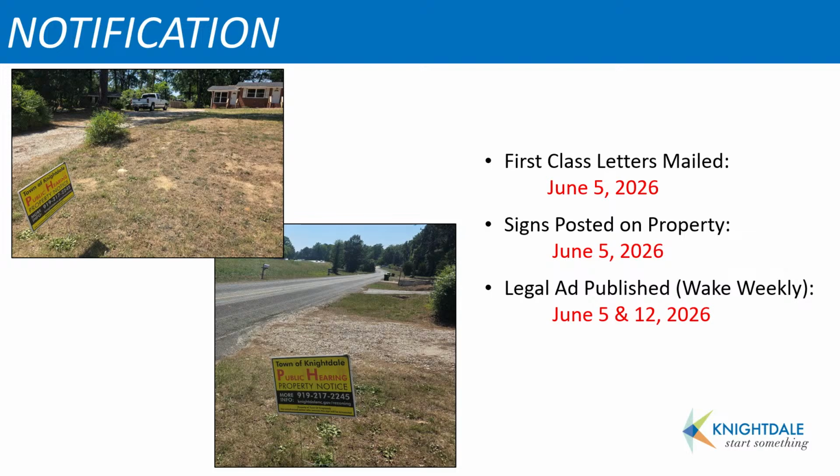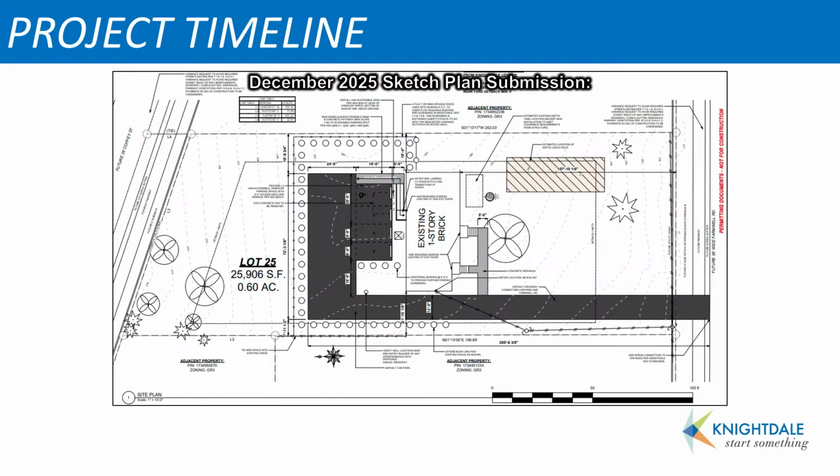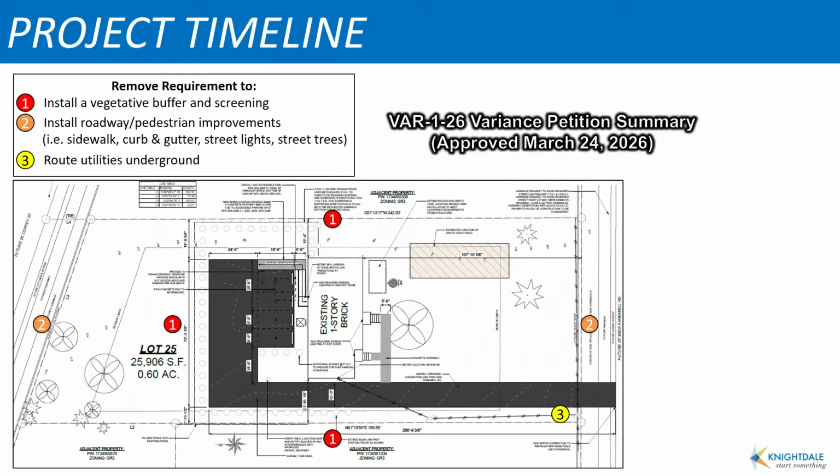We met all notification requirements to hold this hearing. Looking at the timeline, it's been about a year that we've been working with the applicant. We met with them back in June of 2025 to talk about what this process looks like. We talked about the UDO, comprehensive plan, all of our adopted plans. At that time, they went ahead and submitted a sketch plan in December. That's largely the same as what you see today.